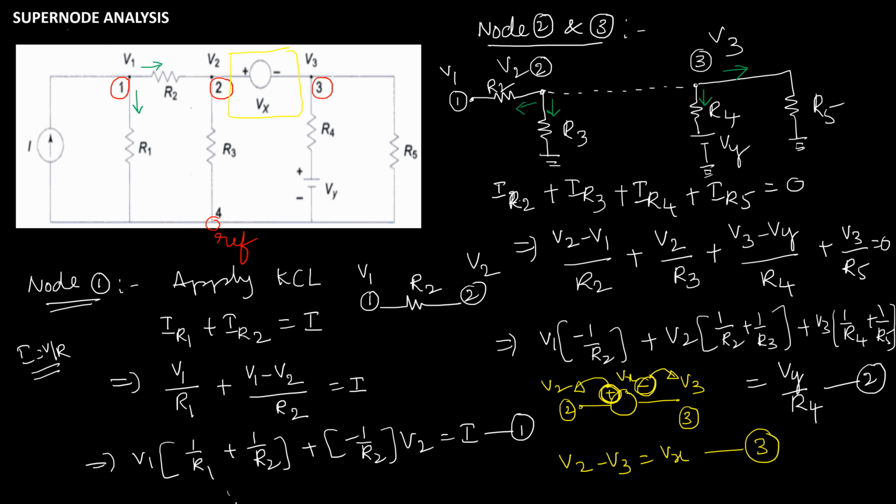Now after solving these three equations, the first equation, second equation and third equation, you may be able to calculate the value of V1, V2 and V3. After getting the node voltages, obviously we can calculate the current through any element. Once we have the current and voltage, we can calculate the power dissipations as well. In this way the supernode technique can be applied.